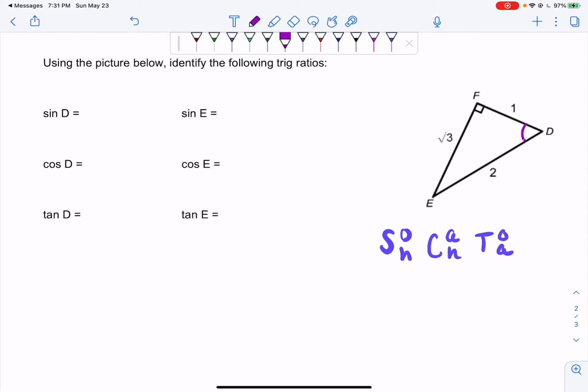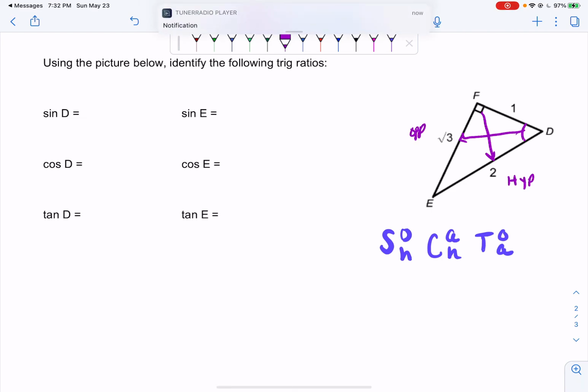So the first thing I'm going to do is identify my hypotenuse, which is the side across my right angle. The side across my right angle is a 2. So 2 is my hypotenuse. Now we're going to label our opposite, which is the side across my reference angle. So our opposite is radical 3. Now we want to label our adjacent, which is a 1.